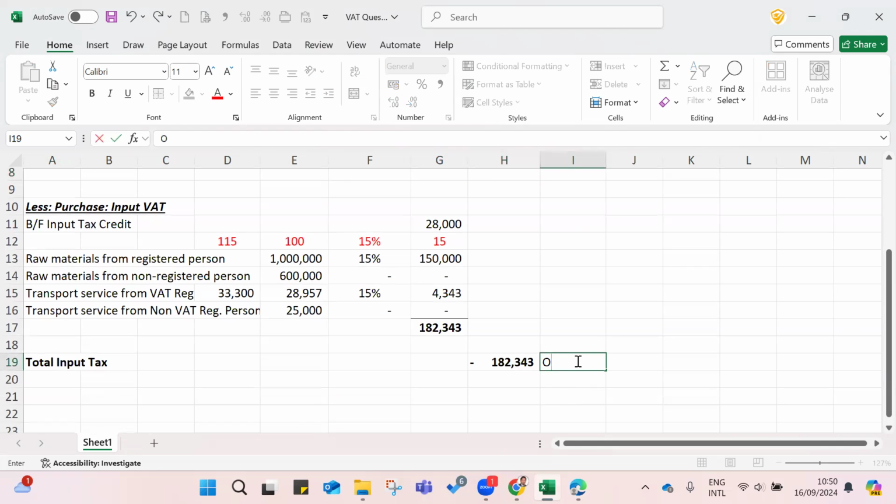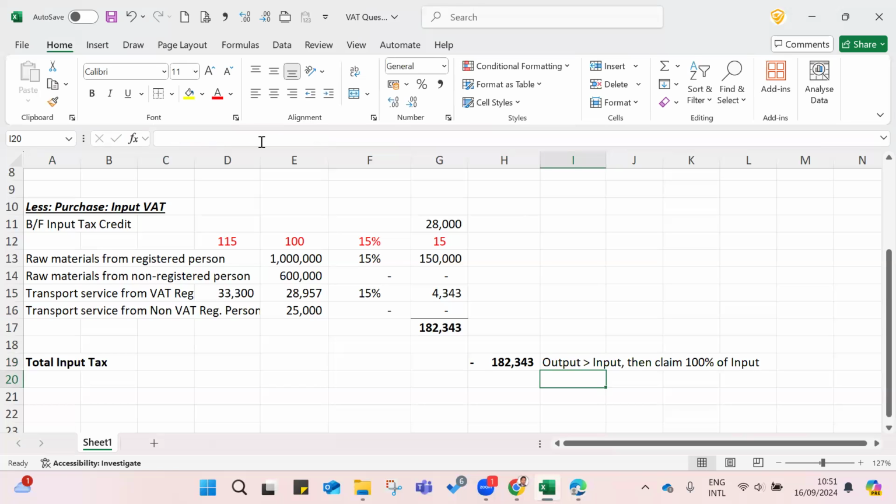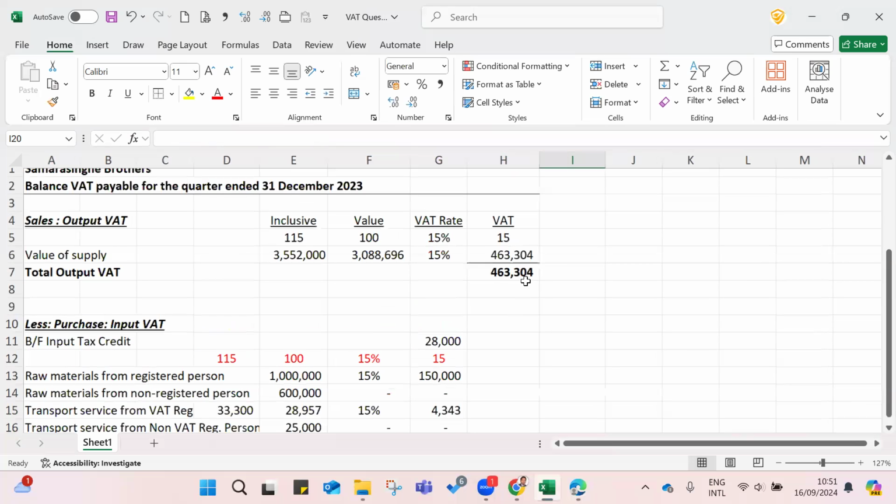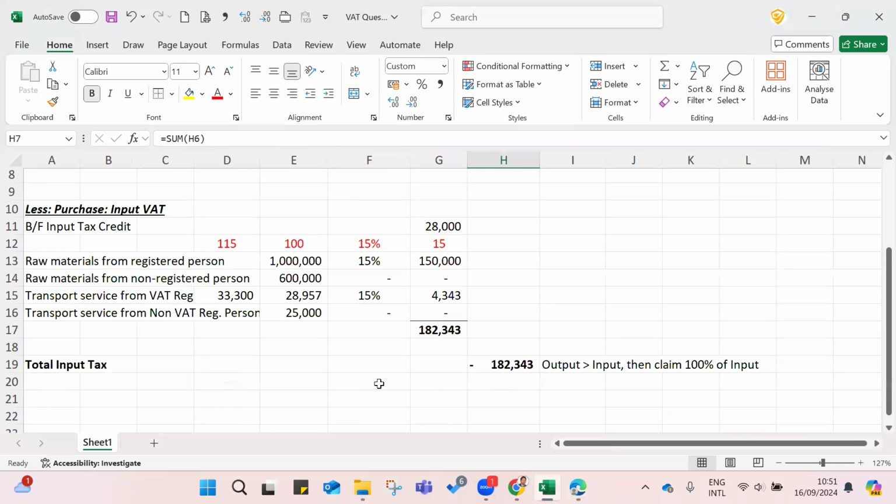You need to make sure whether the output is higher than the input. Then you can claim 100% of input, right? Otherwise, you can claim only a maximum limited to 100% of the output. The balance you need to carry forward, right?